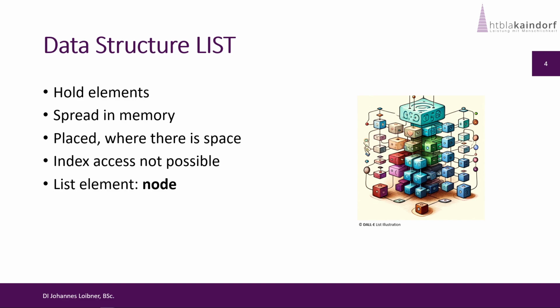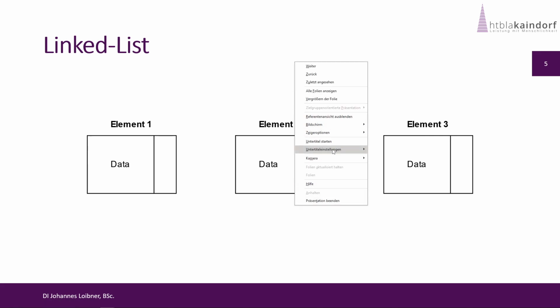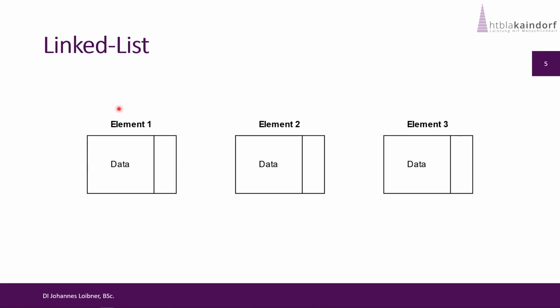Just to clarify one important term, every list element that we talk about is called a node. Good. So in this drawing here, we see three elements. So we see three nodes. Let me just get the laser pointer here. Okay, so we see three nodes with element 1, element 2, and element 3. And each of these elements holds some data here. Data, whatever the data may be.